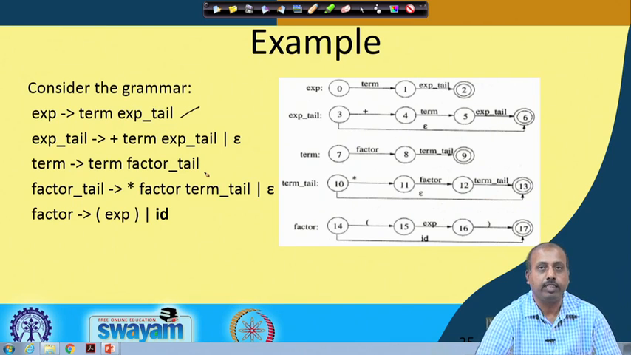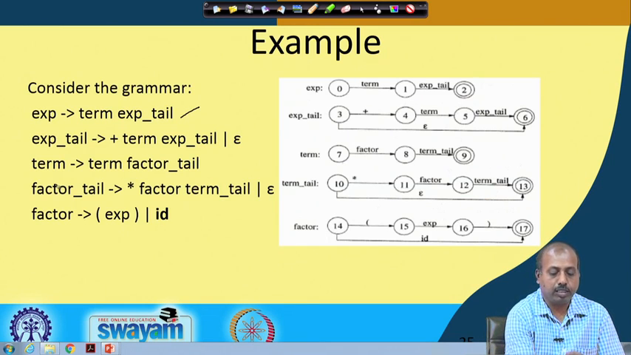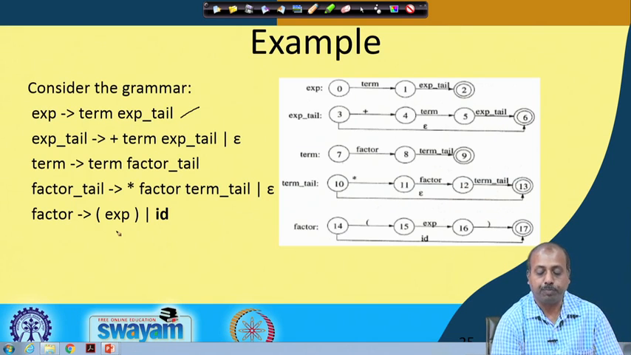We are writing it explicitly. E dash we are writing as expression tail, and T dash we are writing as factor tail, like that. So term produces factor followed by factor tail, and factor tail is star factor, then factor tail, or epsilon, and factor produces within bracket expression, or ID.